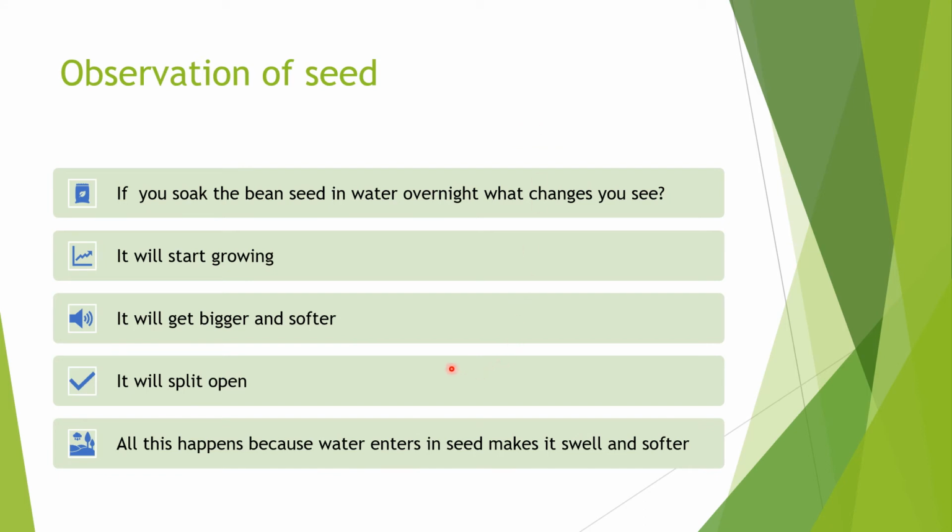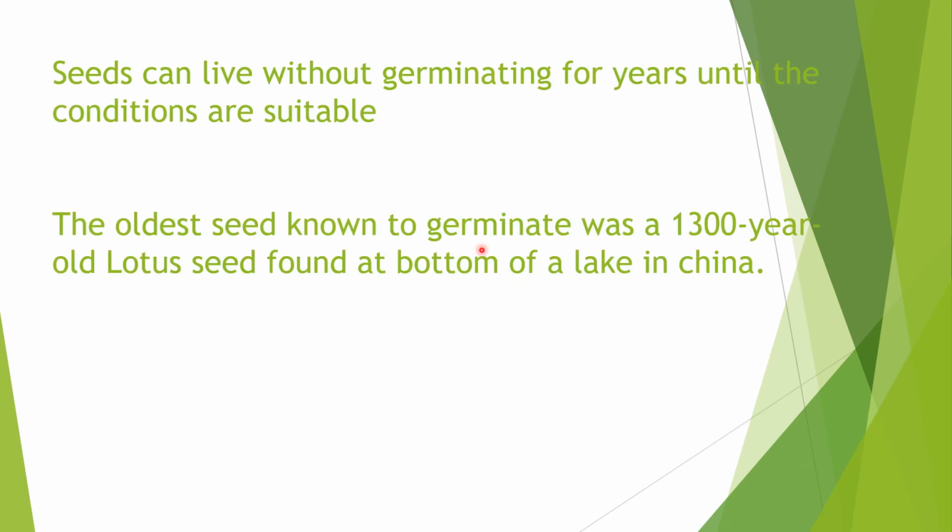Let's observe the seed. If you soak a bean seed in water overnight, what changes do you see? You see that it starts growing, it gets bigger and softer, and it splits open. All this happens because water enters the seed and makes it swell and get softer. Seeds can live without germination for years until the conditions are suitable. The oldest seed known to germinate was a 1300-year-old lotus seed found at the bottom of a lake in China.